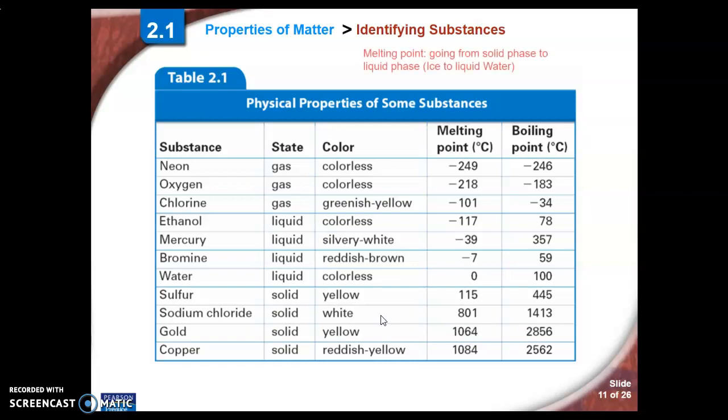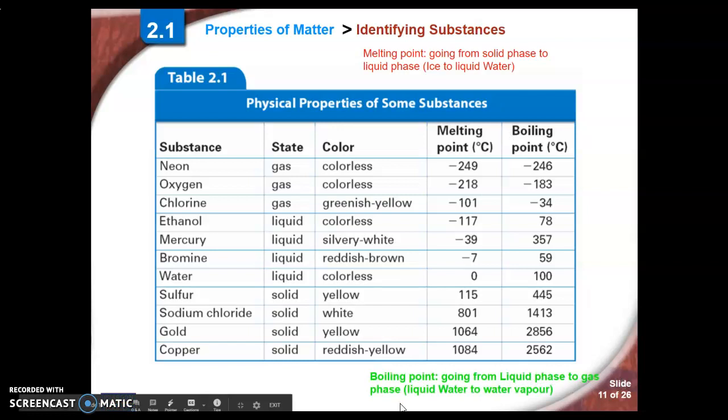Let's discuss melting point. Melting point is the temperature at which matter goes from solid phase to liquid phase. For example, ice goes to liquid water. That means melting. Boiling point is going from liquid phase to gas phase. So for water, at 100 Celsius, liquid water starts to boil. When it boils, you will see the bubbles. The gas is evaporating. It is the boiling point temperature. You can measure it. This is why they are physical properties.